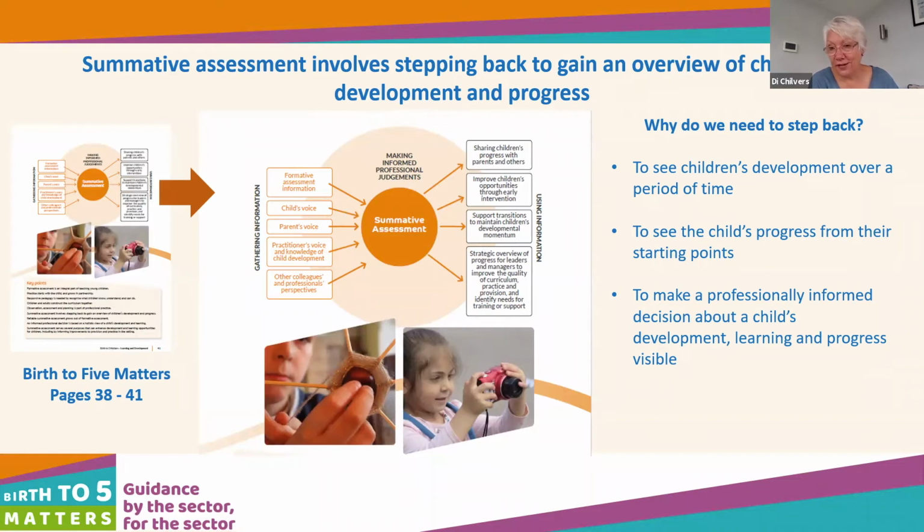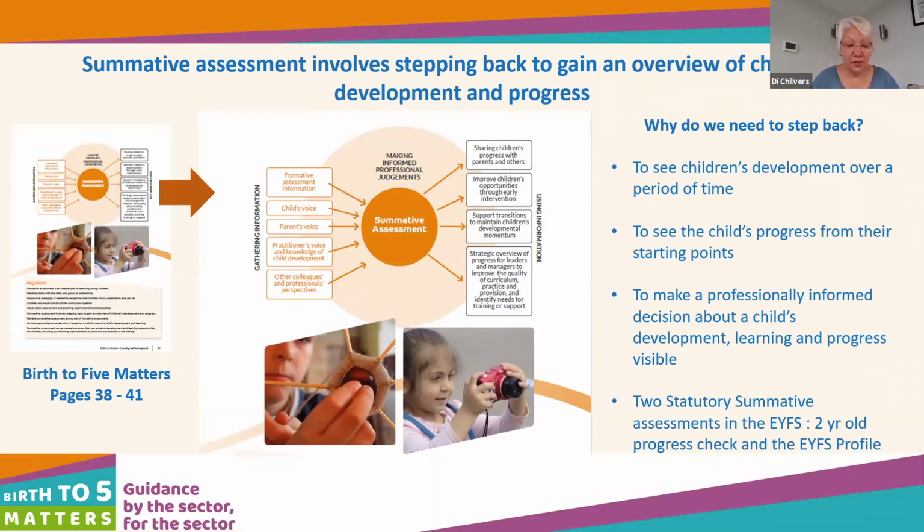But we need to gather it, and we need to have an overview of it all and how it all connects, and holistically the relationship between one area of learning, say, to another. So it's about making that professionally informed decision. However, there are two statutory points in the EYFS, which means that we are duty bound to do a summative assessment, and that's for the 2-year-old progress check and at the end of the foundation stage with the EYFS profile.